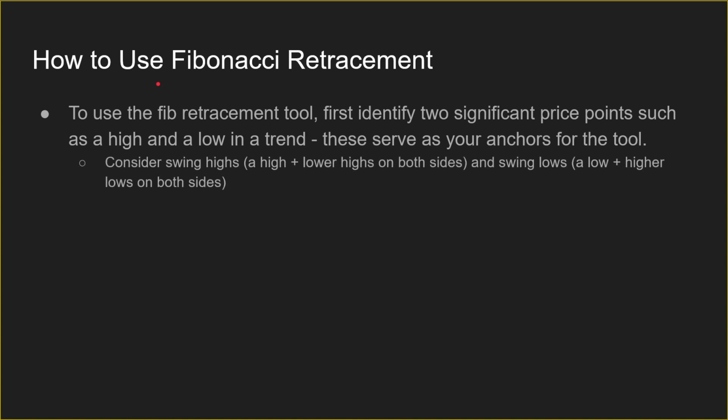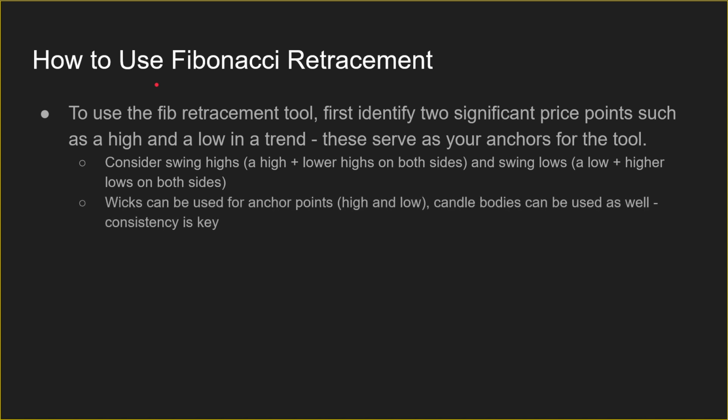You want to consider swing highs, which we would say is a high with lower highs on both sides. It's a noticeable high or maybe a peak. And swing lows, which would be a low with a higher low on both sides. So this would be a noticeable low, or maybe the bottom of a trend.